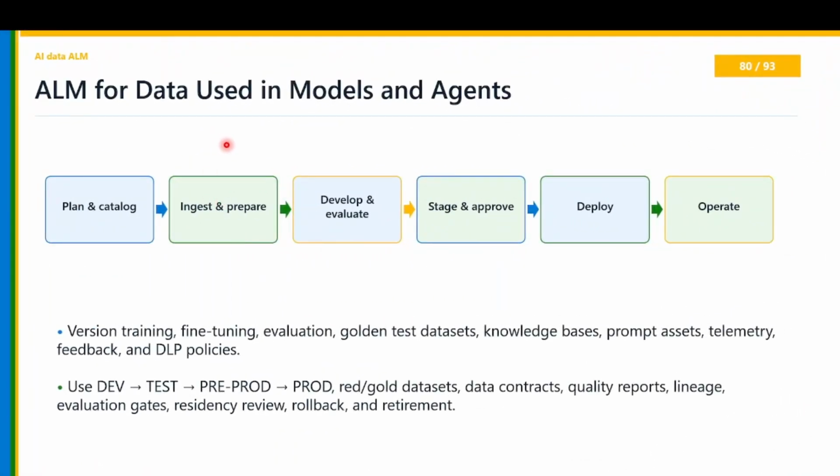So ALM for data used in models and agents. AI data ALM. So we have the agentic AI ALM, and we have the AI data ALM. AI data ALM is the life cycle of the agentic AI system data, or the life cycle of the data that the AI agent is generating. So the life cycle of the output of the model or the output of the agent is the AI data ALM.